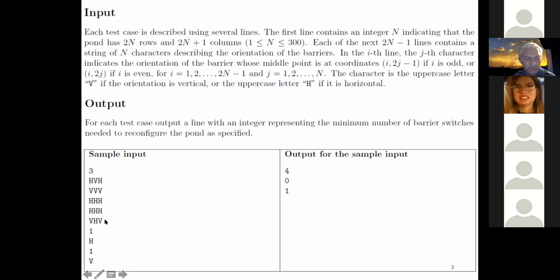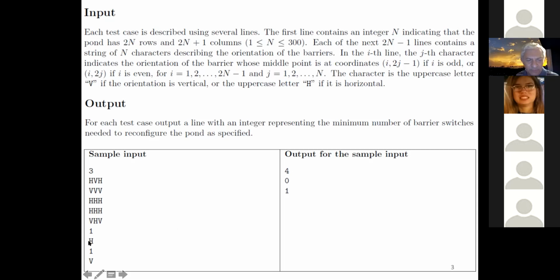Only the first row and the last row have a mix of horizontal and vertical. All the others are either all vertical or all horizontal. If this were your input, then it turns out that you're going to need 4 flips in order to get the best answer. And you can go and hand check this and convince yourself that 4 is the right answer. And then there's the second problem below.